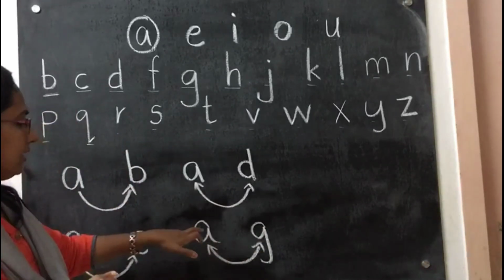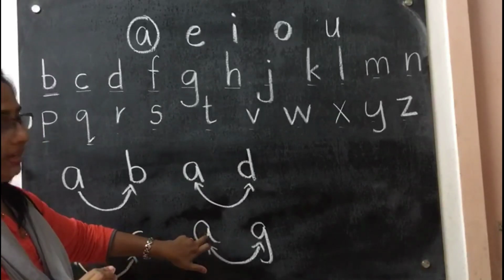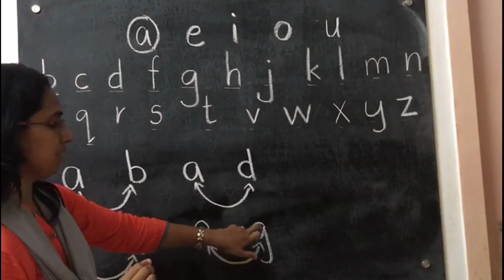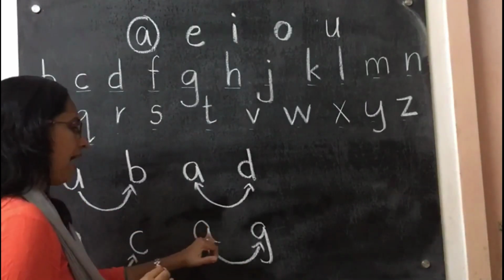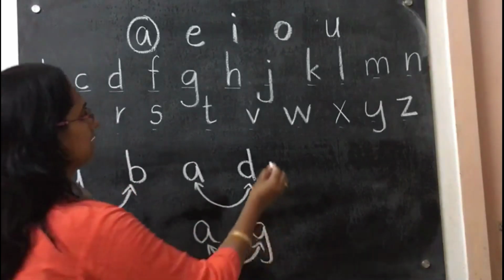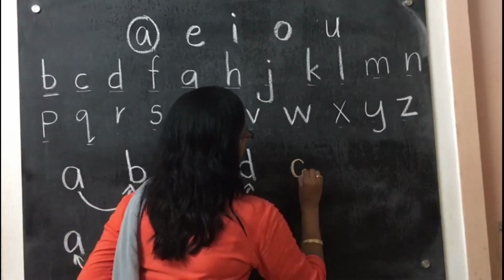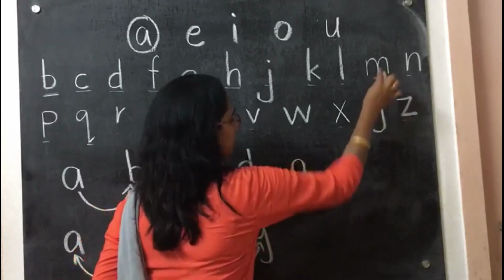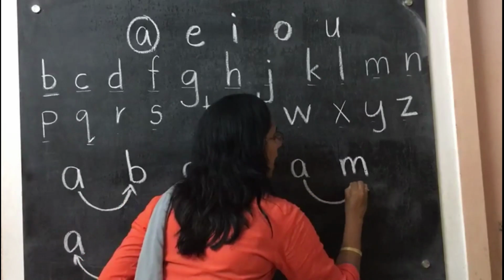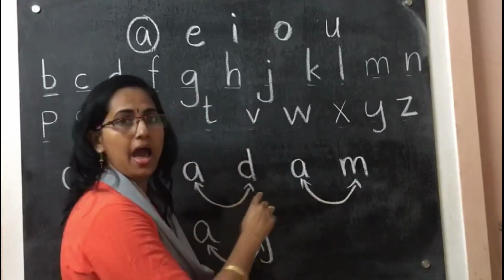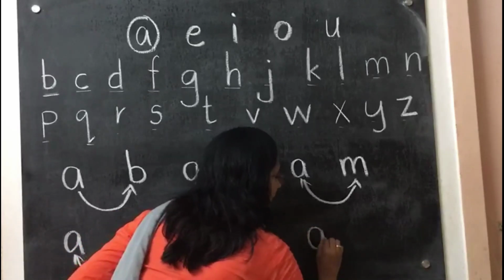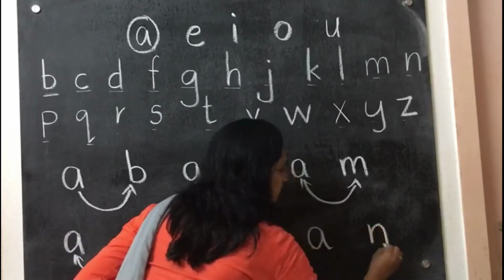Now let's join letter A with G. Sound of A is "a". Sound of G is G. A, G. Ag. Right? Now let me do A and M. Sound of M is M. A, M. Am.